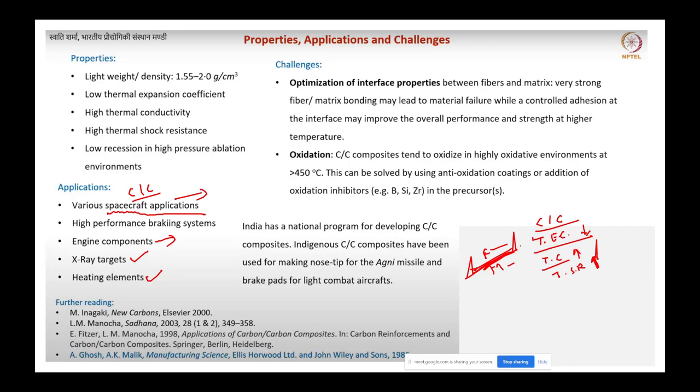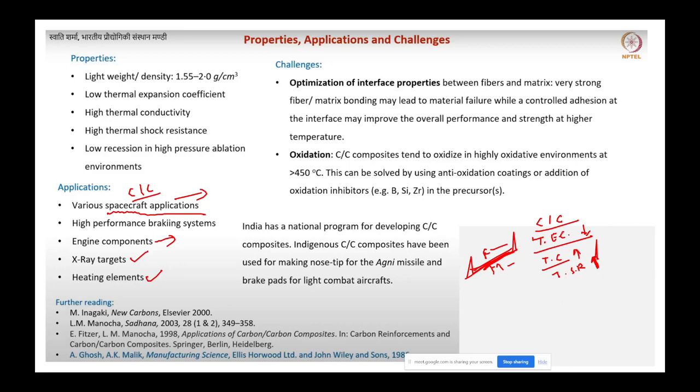So this is some of the challenges that you can face whenever you are manufacturing. In India, there is a national program for developing this composite. Indigenous carbon composites have been used for making the nose tip for the Agni missile, and also for spacecraft, and brake pads for light combat aircraft.